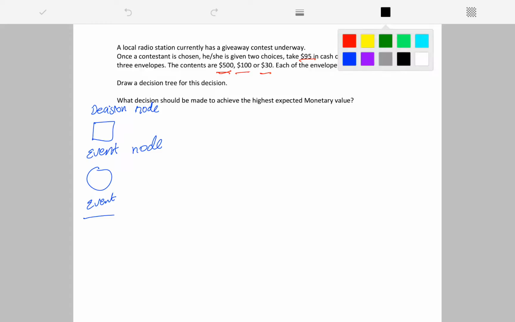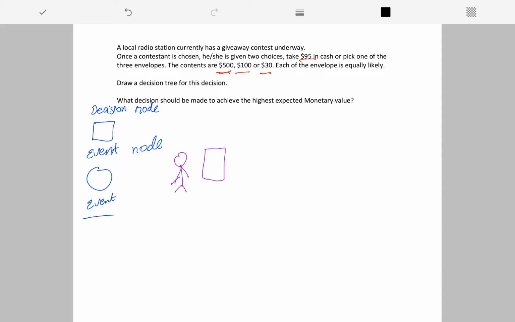This person has been selected, and this person has to make the choice. Okay, so that's why this is a decision node. Exactly. So this person has a decision node to make: cash or choose envelope, right? That's the decision this person has to make. The choice is presented to this person.